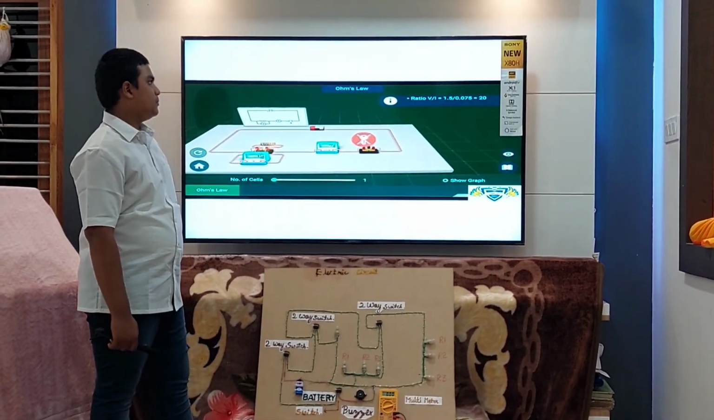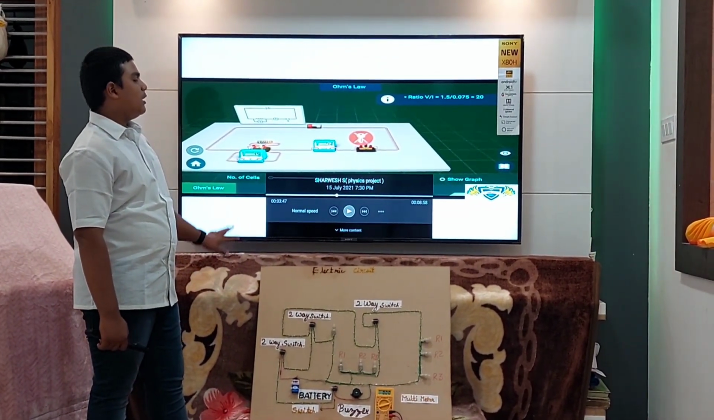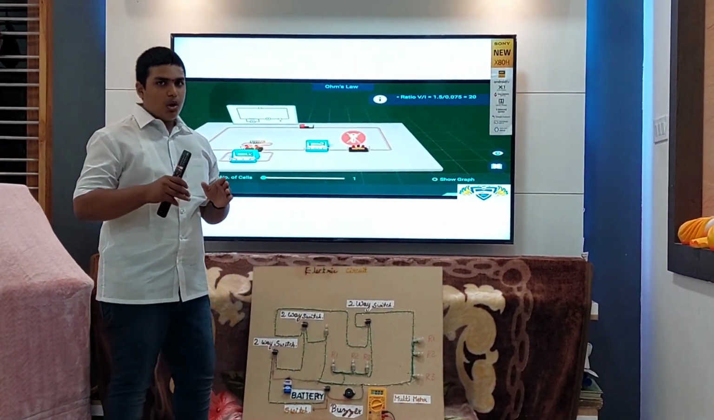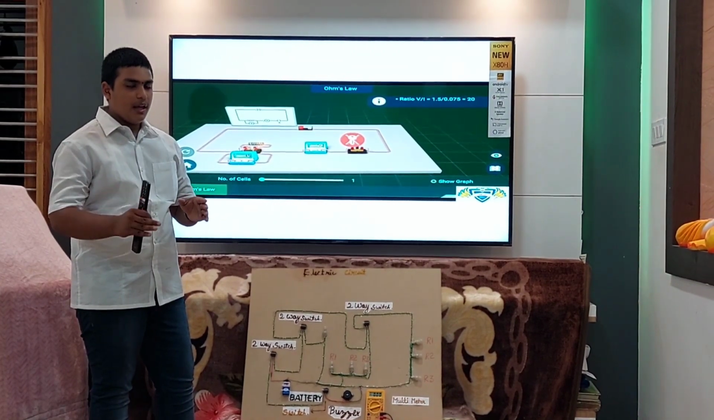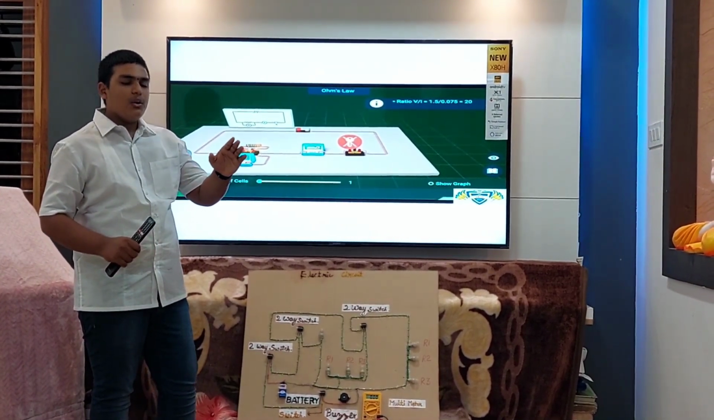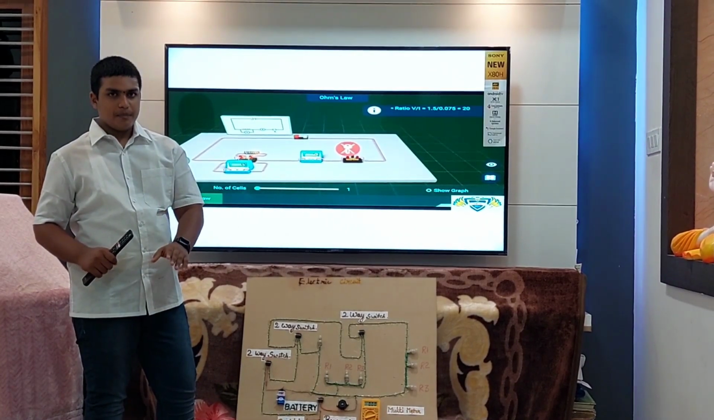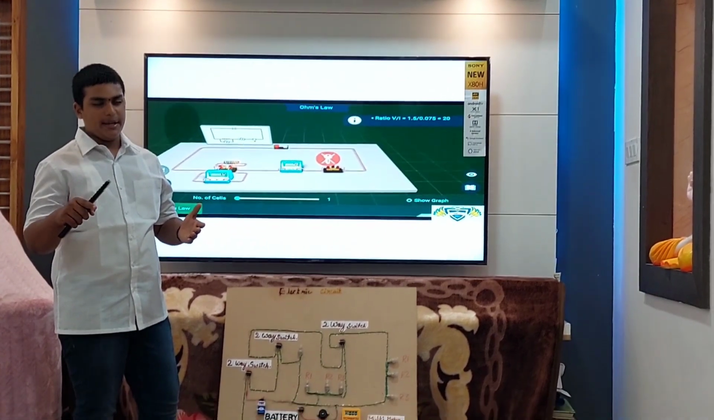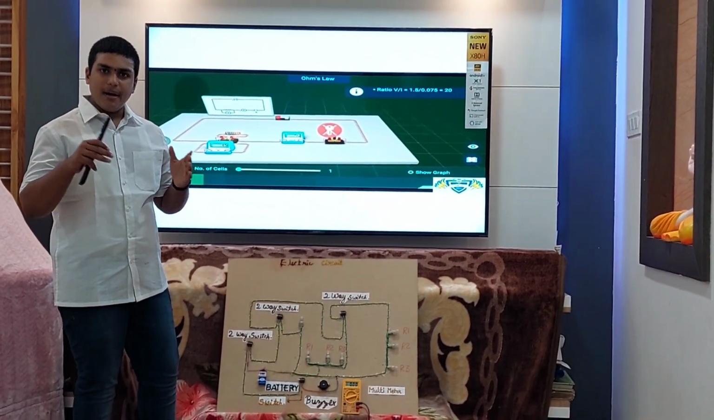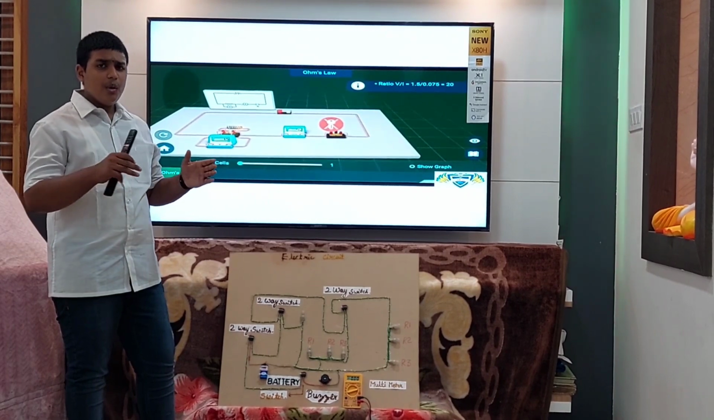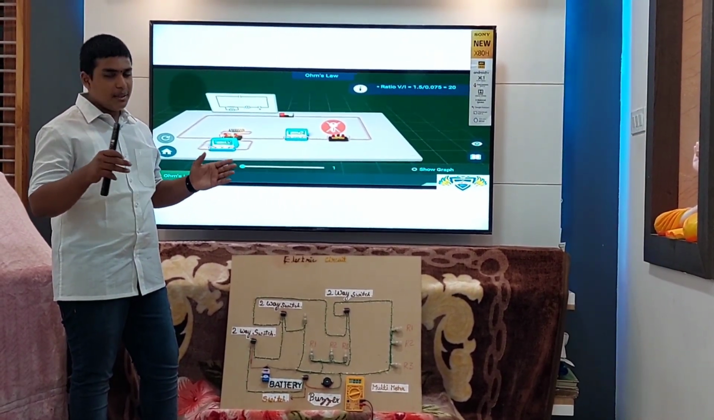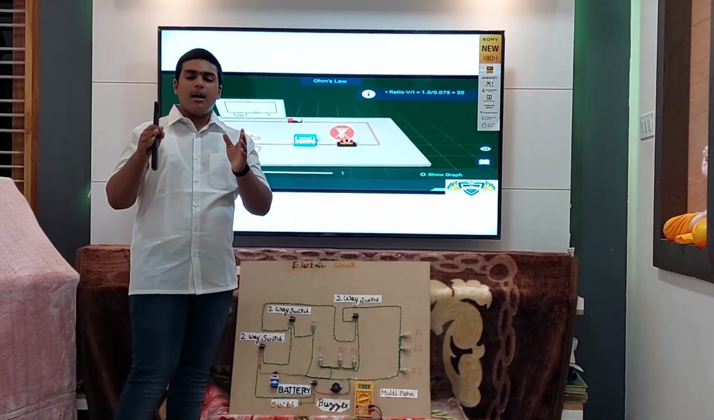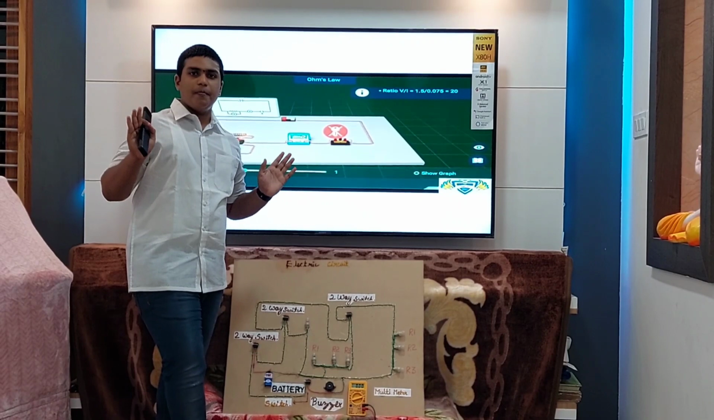The nichrome wire shows 1.5 volts, and the ammeter shows the current. Here is the ratio of V by I. If we want to find R, R is equal to V by I. If we want to find V, which is voltage, V is equal to I into R. If we want to find the current, I is equal to V by R.